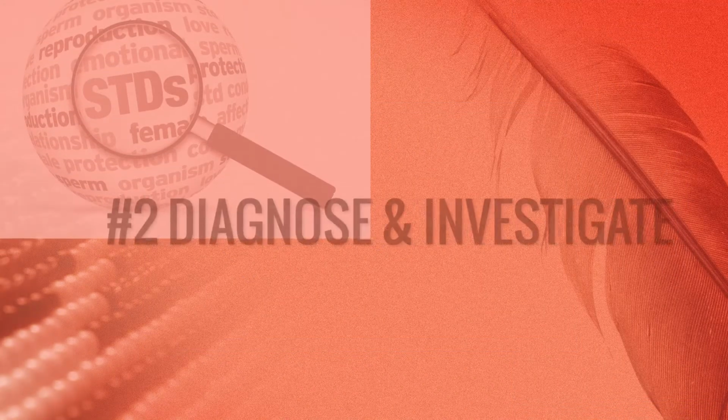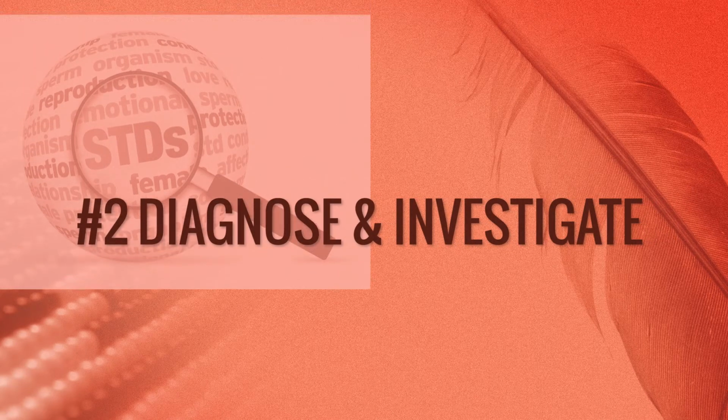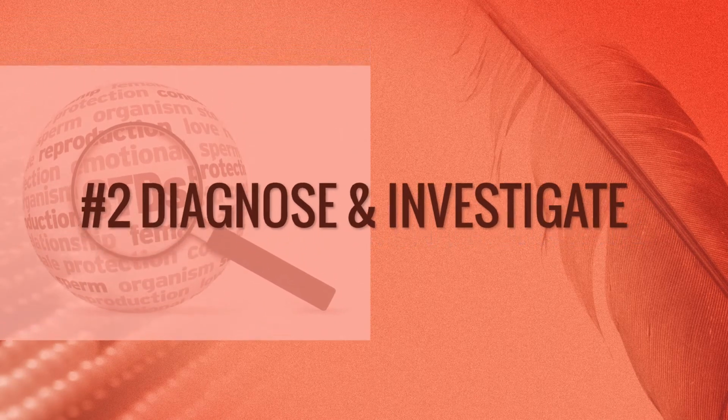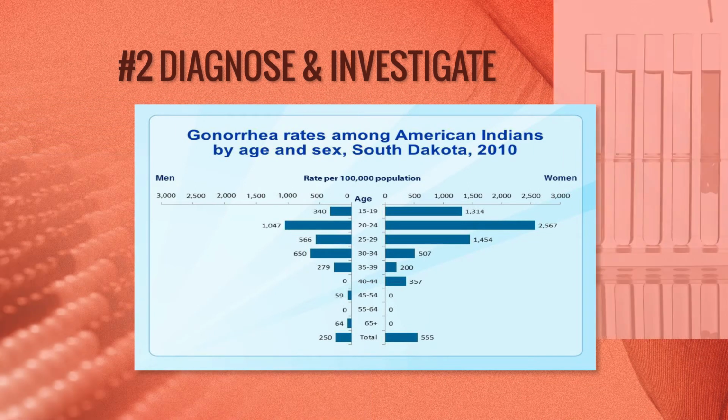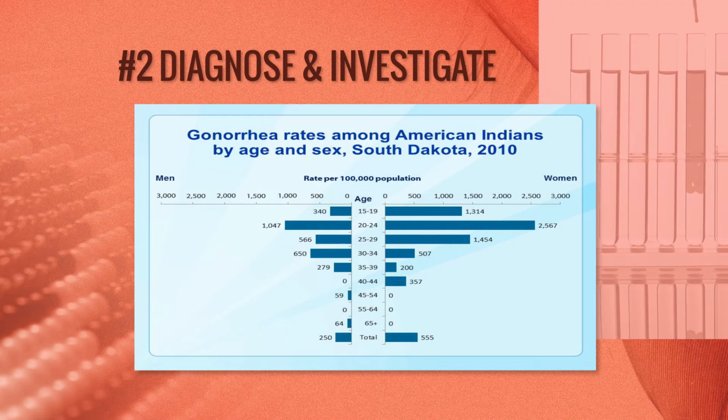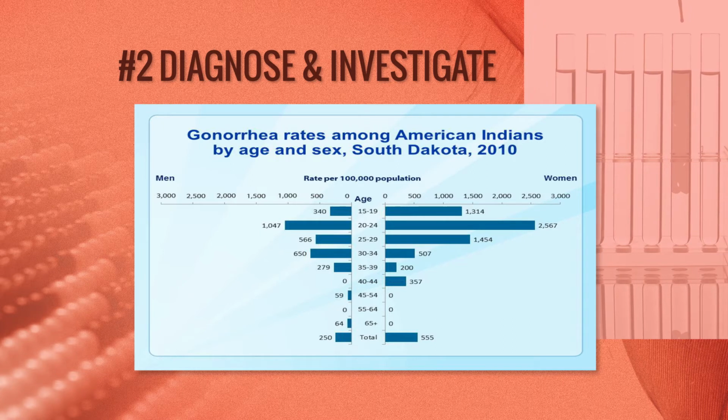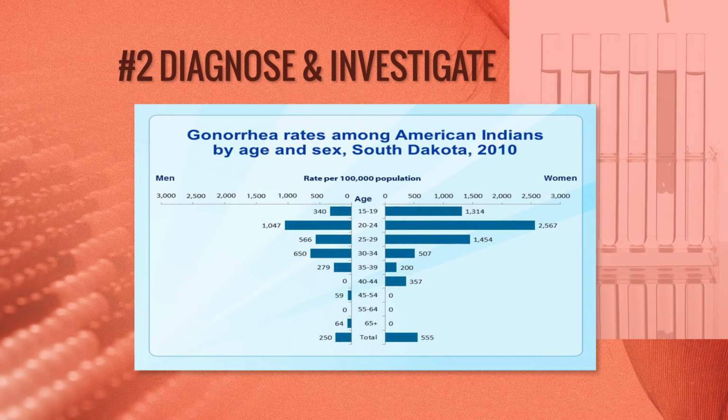The second service is to diagnose and investigate health problems and health hazards in the community. As an outbreak is investigated, the data tells us who is most affected. For example, we see the most gonorrhea cases among males and females aged 15 to 29.